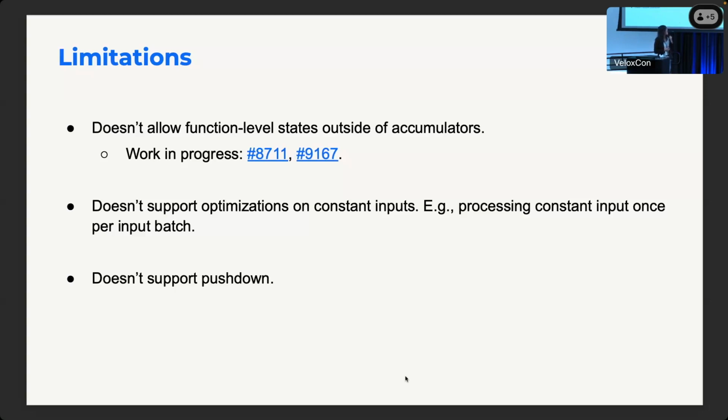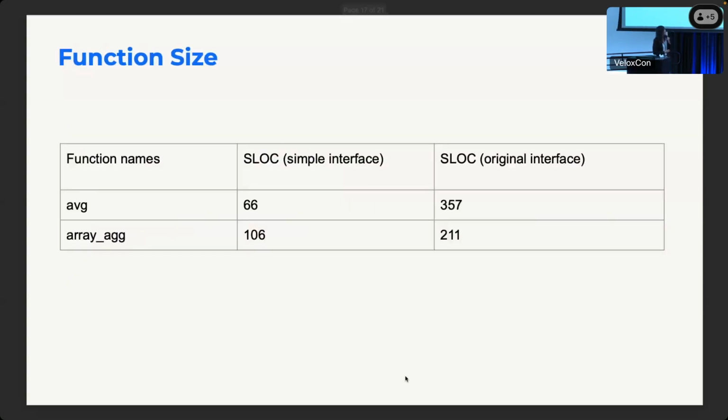And then the third limitation is that the simple UDF interface doesn't support the aggregation pushdown yet. So if anyone has interest to help us address those limitations, please reach out to us, and we are happy to collaborate. With the simple UDF interface, the size of the average and the reg function reduced from 357 and 211 to 66 and 106 source lines of code.